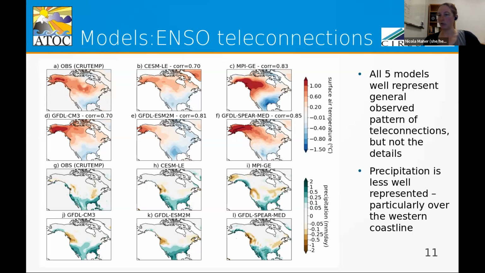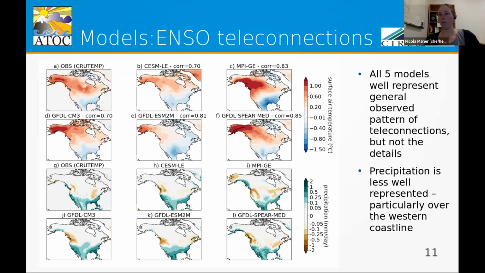in general, the overall pattern over North America is well represented in all the models, but you can see that there are local or regional differences. When we look at the pattern correlation between observations and each of the models, you can see that it's quite high, with the lowest correlation being 0.7 and the highest 0.85. And you can see that the MPI model and the GFDL SPEAR-MED model do particularly well in this case.